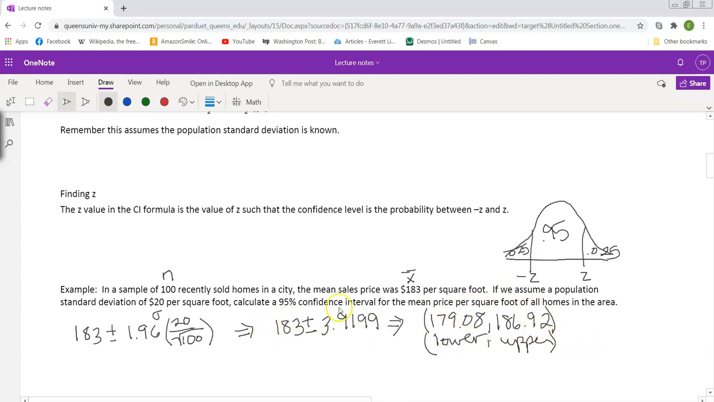So the margin of error notation tells us that our best guess for the price per square foot is 183, and we think it might be off by, well, this is money, so let's round it to the nearest cent, $3.92 per square foot. This interval tells us that we think the population mean is somewhere between 179.08 and 186.92.